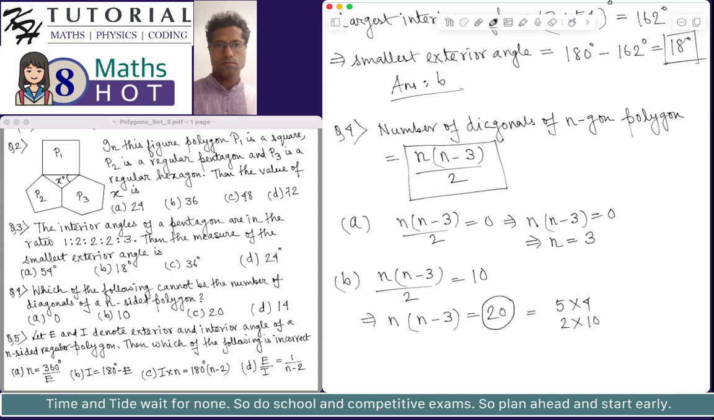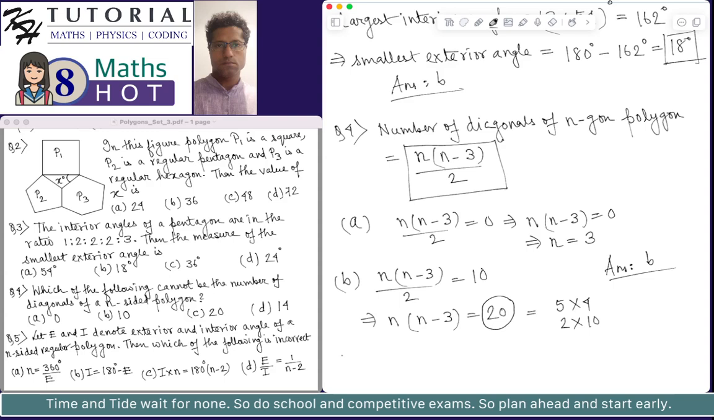These are the only two ways we can factorize 20, and clearly we cannot find the value of n such that n into n minus 3 is equal to 20. So definitely at this point we can say the correct choice is B. You need not check choices C and D because these are all single correct choice multiple choice questions.